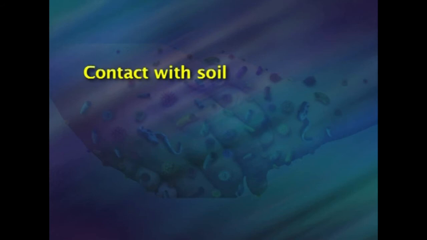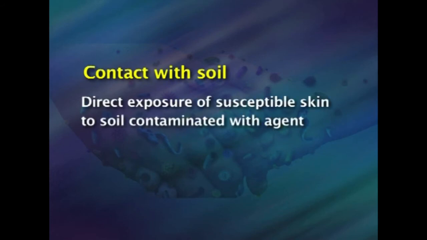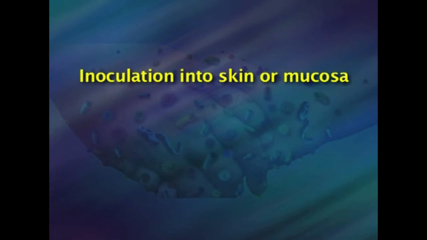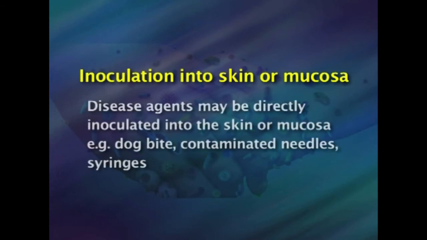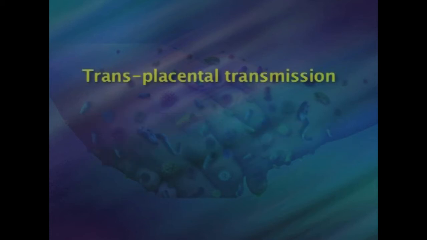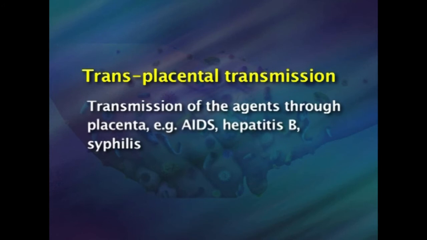Contact with the soil. Direct exposure of susceptible skin to soil contaminated with agents. This is seen in hookworm and tetanus infections. Inoculation into skin or mucosa. Disease agents may be directly inoculated into the skin or mucosa, which is seen in dog bite, contaminated needles and syringes. Transplacental transmission. This is the transmission of agents through placenta. Example in AIDS, hepatitis B and syphilis.